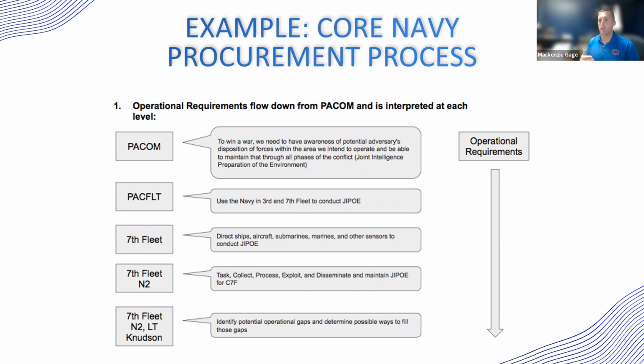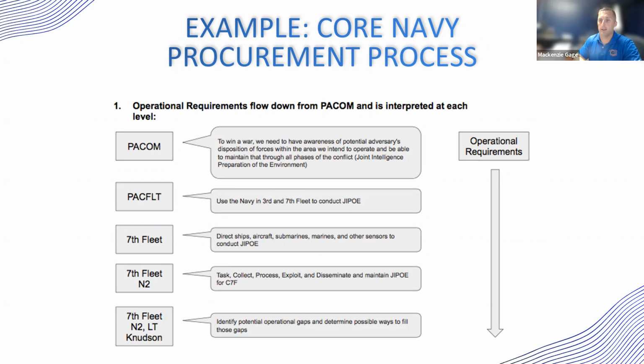Seventh Fleet's going to direct its ships, aircraft, submarines, Marines, etc., to use their sensor assets to conduct the joint intelligence preparation of the environment. The N2 shop in the Seventh Fleet, staff positions are labeled by numbers. N1 does administration, N2 is intelligence in this case, N3 is operations, etc. In the Marine Corps, we would call them G shops, but the numbers remain the same. So G2 is intelligence. In this case, Seventh Fleet N2 is the intelligence section on staff for Seventh Fleet. They task, collect, process, exploit, and disseminate and maintain intelligence preparation of the environment for the commander of Seventh Fleet.